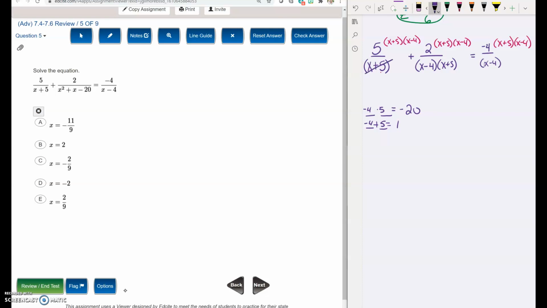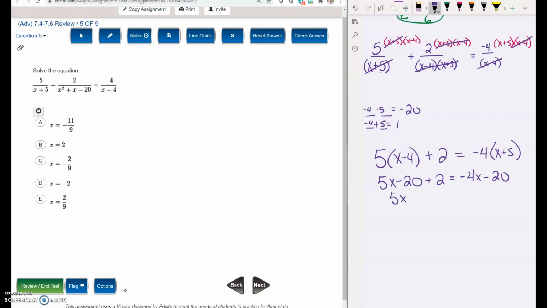All right, x plus 5 cancels, leaving us with 5 times the quantity x minus 4. They both cancel, so plus 2. And then x minus 4 cancels, so negative 4 times the quantity x plus 5. So this is 5x minus 20 plus 2 equals negative 4x minus 20. If we combine like terms, and I know there are several ways that you could go about this, this is 5x minus 18 equals negative 4x minus 20.